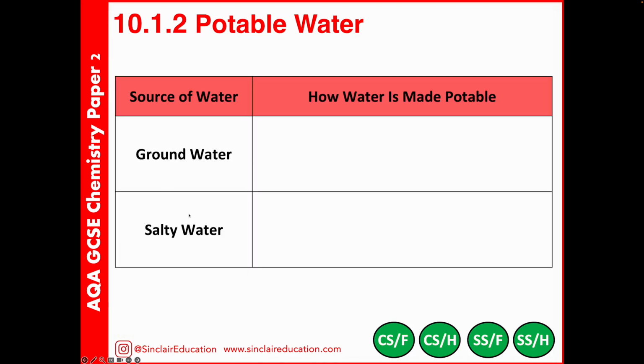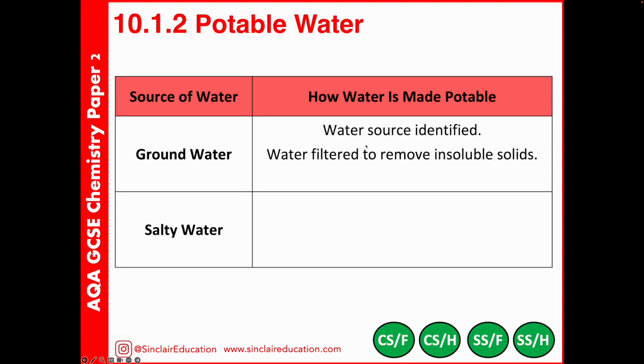So be prepared in exams to talk about how we would make the following sources of water potable. So either we can use groundwater. In this, we'll first of all identify a source of water. We will filter this to remove solids. And we'll then sterilise to kill microbes. And here we can use UV, chlorine or ozone.